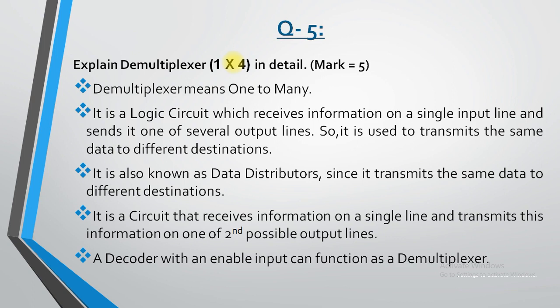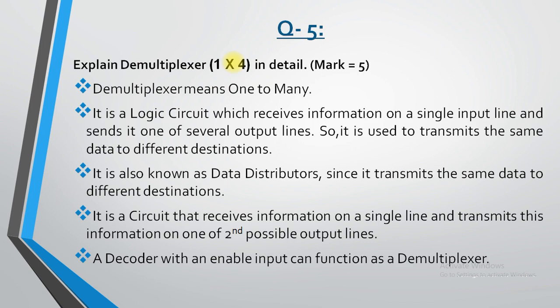Multiplexer is used as a data selector because it selects data. Over here, demultiplexer is referred to as a data distributor. Distributor means what? It distributes a single data into a different number of destinations, right? So it is referred to as a data distributor.